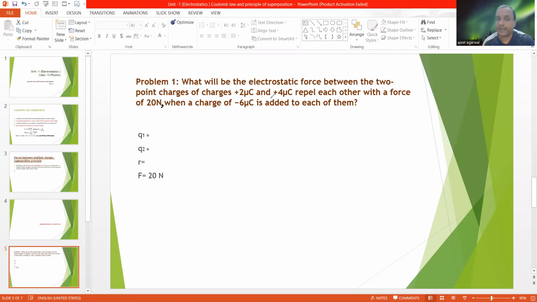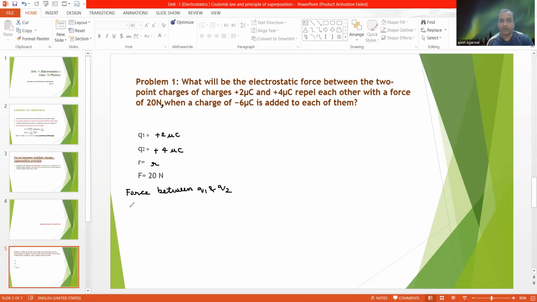अच्छा, इसमें गिवन ये है कि इनिशियली आपको चार्ज प्रोवाइडेड है +2 microcoulomb. The second charge Q2 is +4 microcoulomb, but the distance between them is not given, so take this distance as R. Okay, calculate the force between Q1 and Q2.